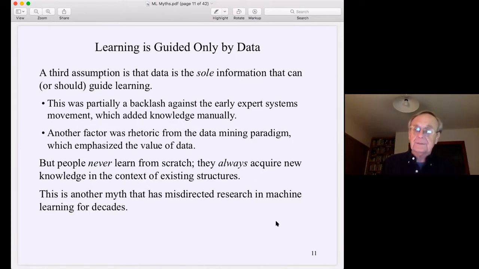Another factor was that in the mid 90s, this branch movement called data mining came out. And that was really all about the emphasis on the value of data and trying to extract as much as you could from the data. Again, there's nothing inherently wrong with this. You can certainly build machine learning systems that learn only from the data. But if you look at how people work, they never learn from scratch, okay? They're always acquiring new knowledge in the context of structures they already have. So this is another myth, and I would claim it's been misdirected research in the field for decades.